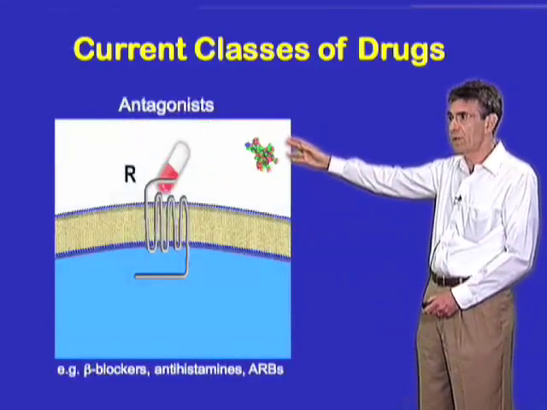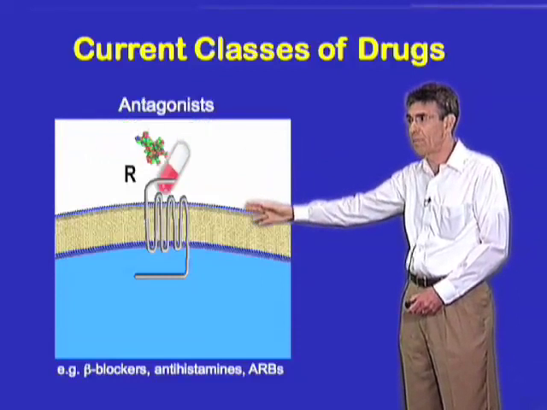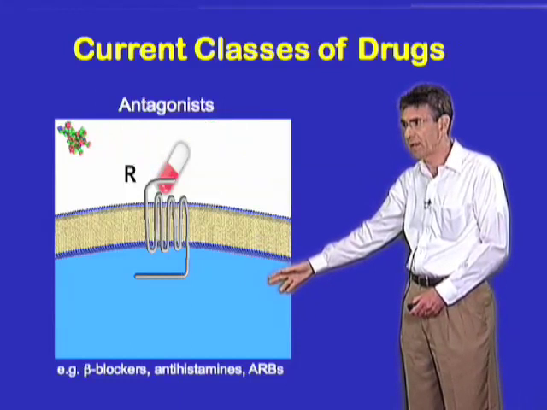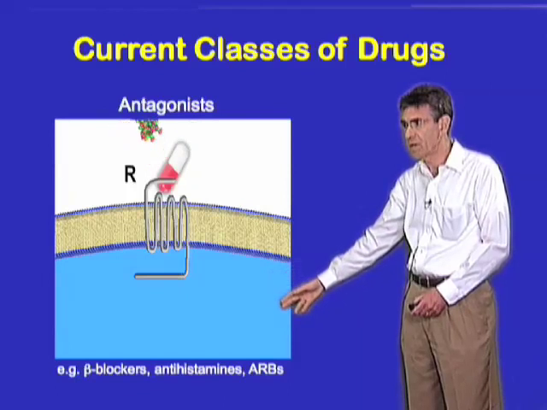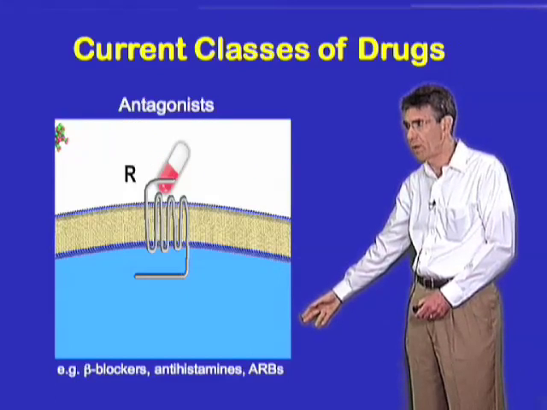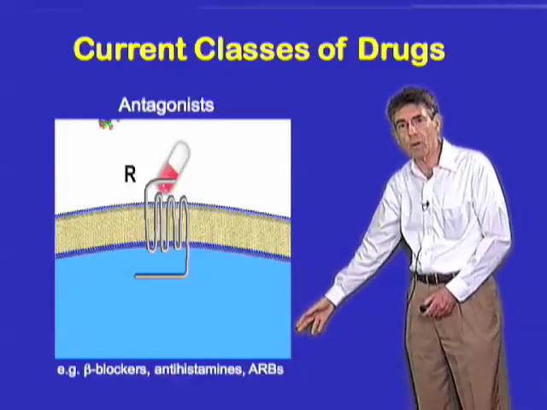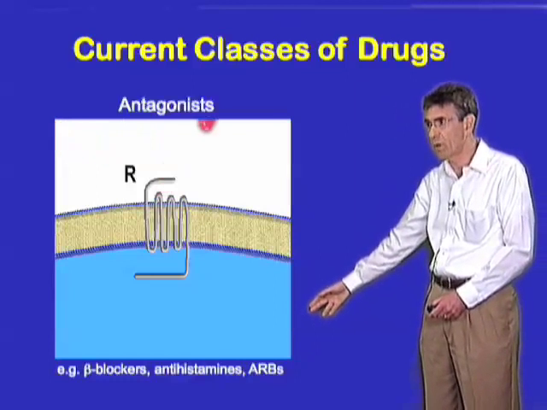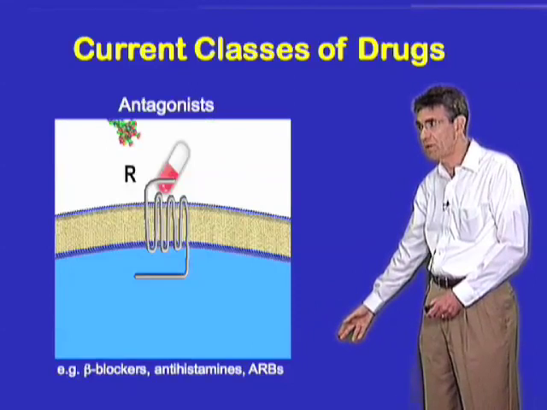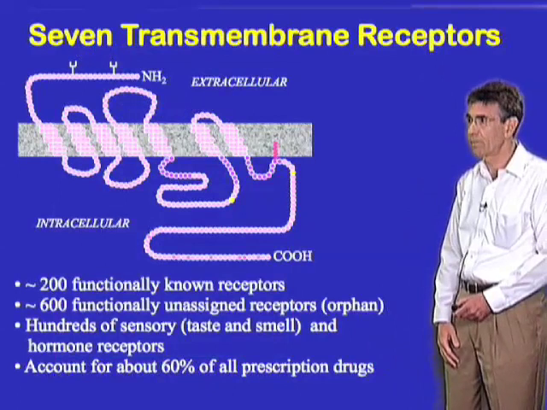In this animation, an antagonist is shown in the form of this capsule, binding to the receptor but not changing its shape, and thereby not leading to biological signals. Several common examples of blockers or antagonists that you may be aware of are beta blockers, which is simply shorthand for beta-adrenergic receptor blockers or antagonists, antihistamines, or angiotensin receptor blockers, also known by the shorthand ARBs.